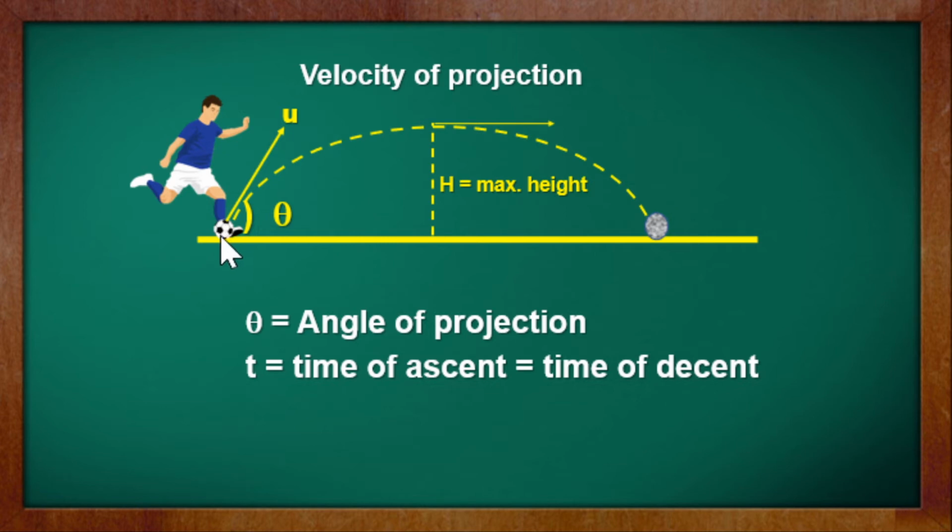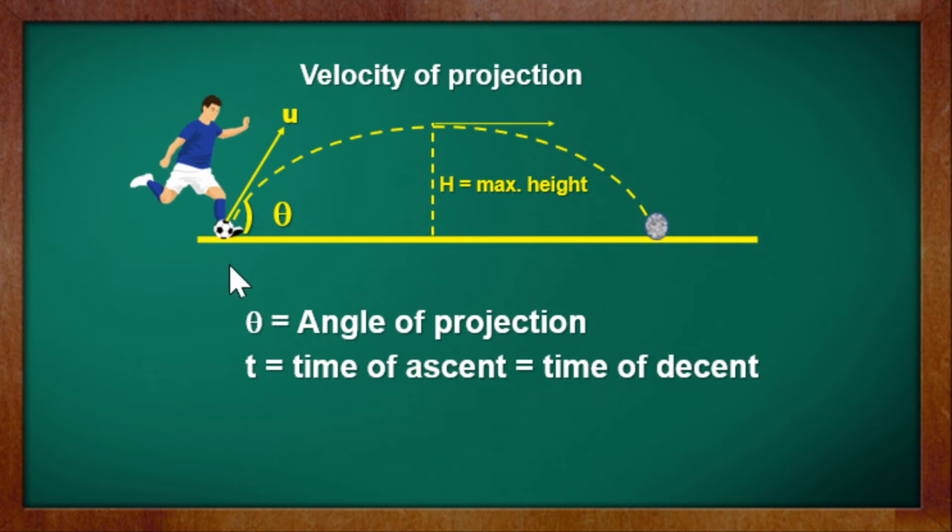As the projectile moves from the initial point to reach that maximum height, it takes a certain time, and that time is called the time of ascent because it is ascending. And then again it takes the same time to reach the ground, that is called the time of descent. So, the time of ascent and the time of descent are both equal. If the time of ascent is equal to 2 seconds, then the time of descent is also equal to 2 seconds.